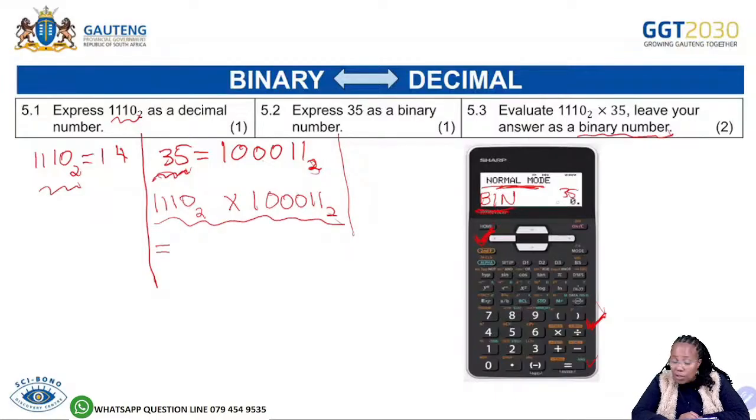This will give you the solution that is 1111, and how many zeros? Or 01010 base 2. So that is your 2 marks. It will be for multiplication and binary to binary there.